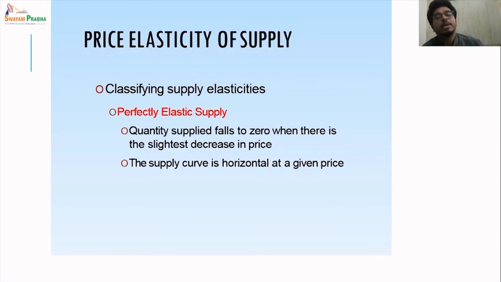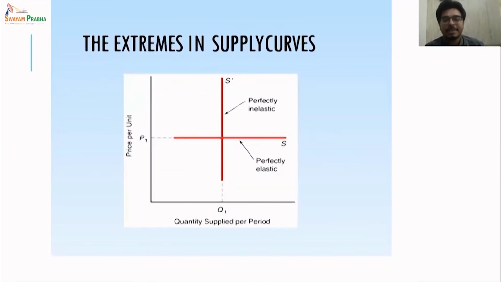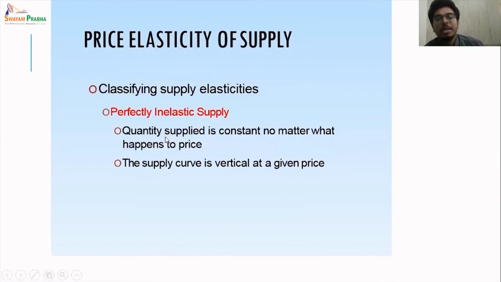So similarly over here for supply it is the same thing, but the mirror opposite: the price needs to fall, and the slightest fall in price will decrease the quantity supplied to zero. And this is nothing but a horizontal line at a given price. So the slightest fall in price will drop the quantity supplied to zero.